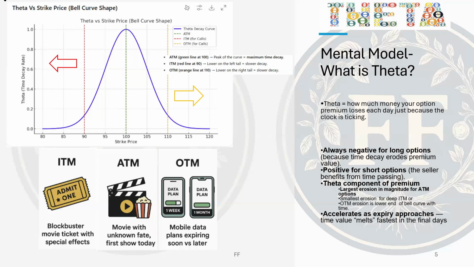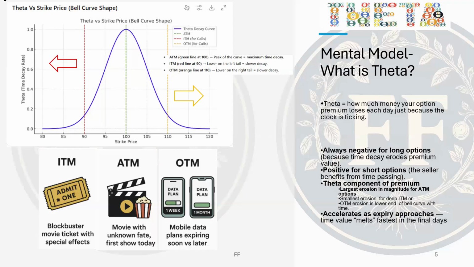So to summarize, theta will tell us how much money the option premium loses each day, just because the time is passing by. Again, in terms of notation, it is always negative for long options and positive for short options. The reason being, if it is a long option, as time passes by, the value of the option will come down, just like the mobile data situation, and hence it is going to be negative. And if we had sold the mobile data, if we are a vendor who sells, it is positive for us because as time passes by, that much of premium we are capturing.